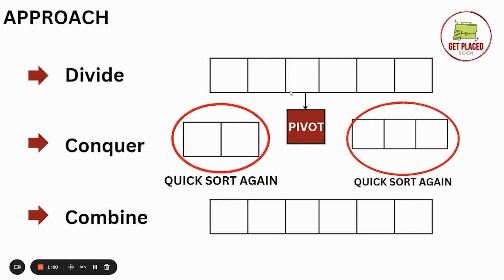For example, take the number 5 as the pivot. All the elements on the left side should be less than 5, like 1, 2, 3 or 4, and all the elements on the right side of the pivot, that is 5, should be greater than 5, that is 6 or 7 or 8 and so on. That step is known as divide. And the next step is conquer.